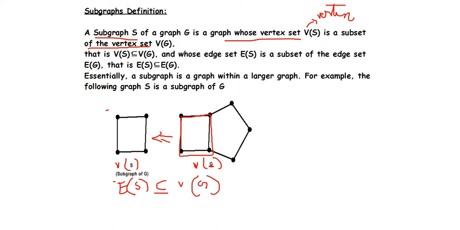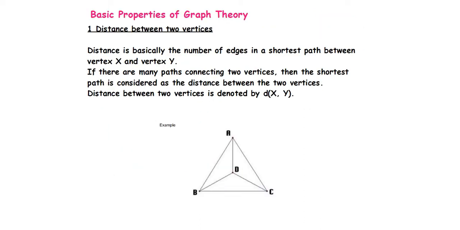Here, suppose I'm taking this example as A, B, C, and this is D, E, F. So you have vertices A, B, C, D as a subset, which is nothing but your vertices. Similarly, the edges should also be a subset: A to C, A to B, B to D, and C to D, which means this total forms a subset.